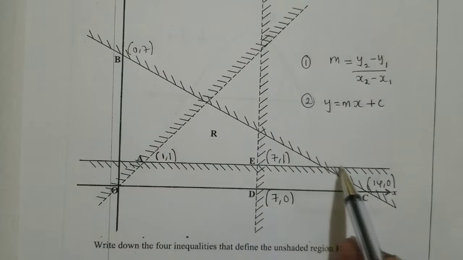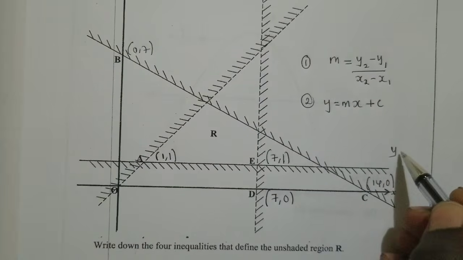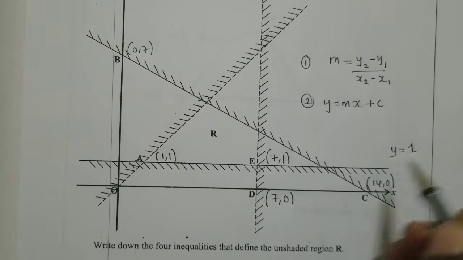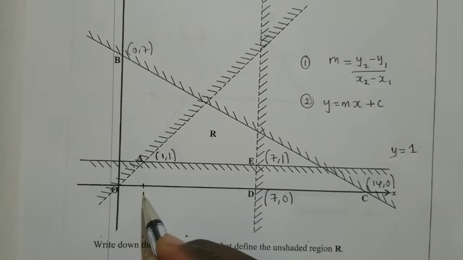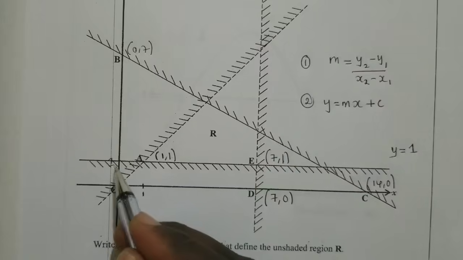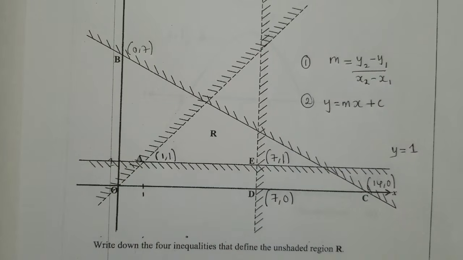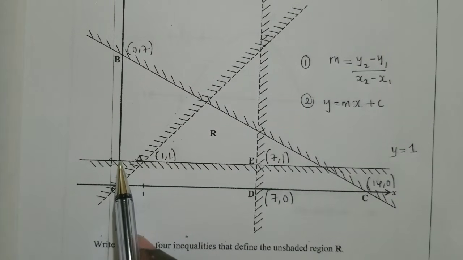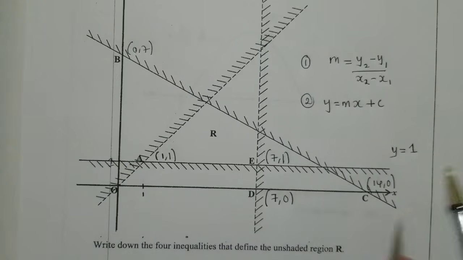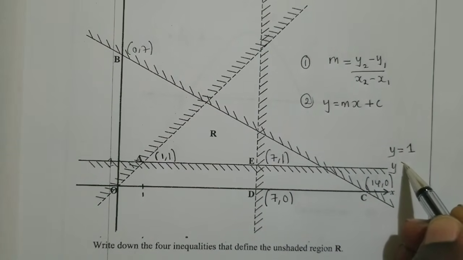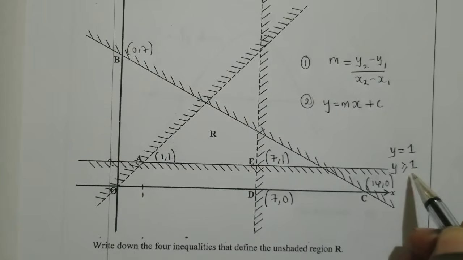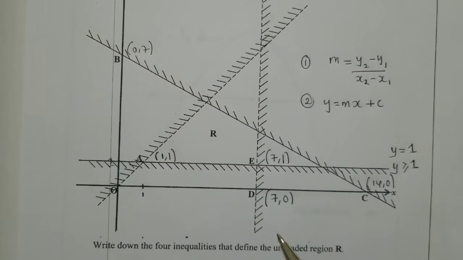So if you see this one nicely, this is y equals 1. The coordinates here at A are (1, 1). That means here it's 1 and here it's also 1, and it's passing at 1. So we get the value at which it's crossing that axis. This one is crossing the y-axis at 1. So now to show the inequality, we shall say this is y is greater than or equal to 1. The greater than or equal to is what shows the inequality.